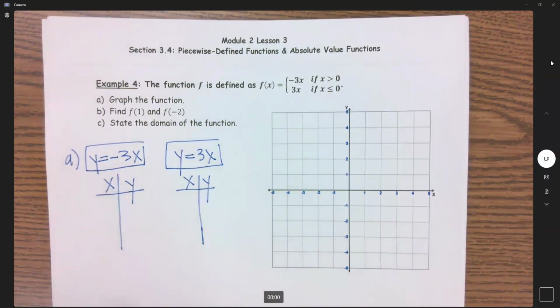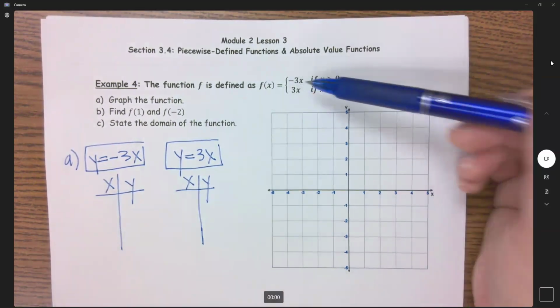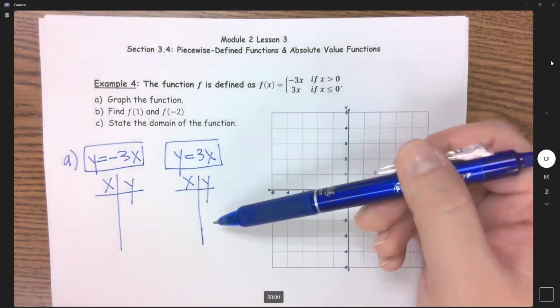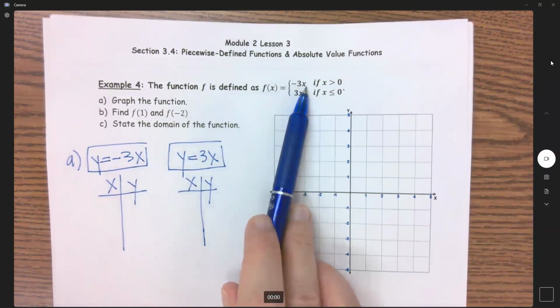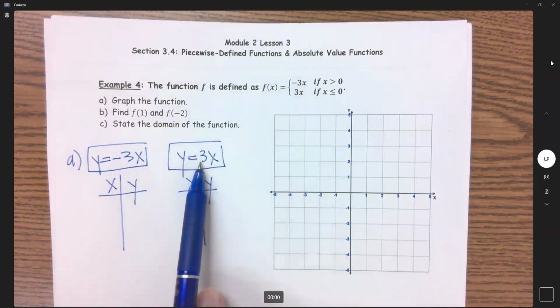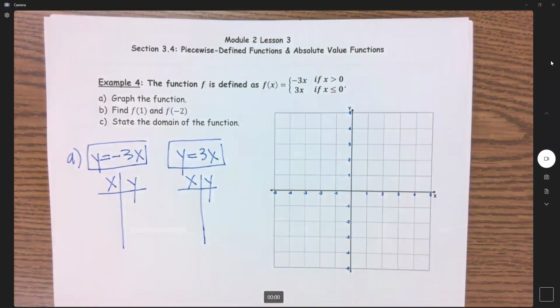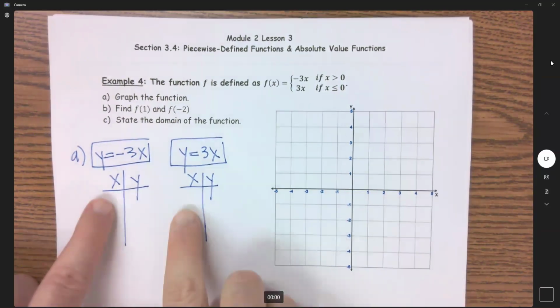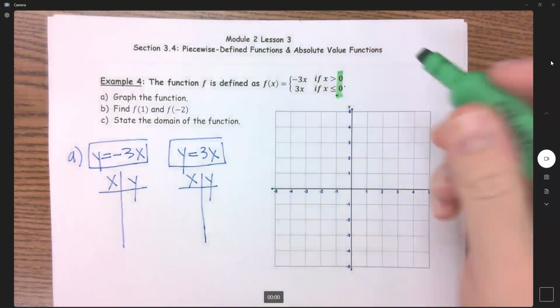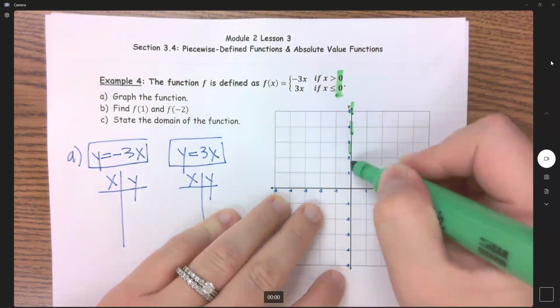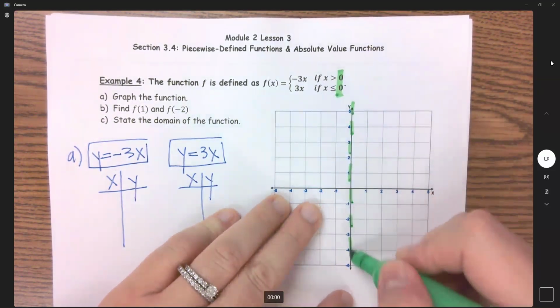First thing we need to do is set up our table. Since I have 2 equations, we're setting up two tables. The first one is when y equals negative 3x, and my second one is when y equals positive 3x. So what number needs to go in both of these tables? Well, where is this graph breaking? This is breaking at 0, right here in the middle.